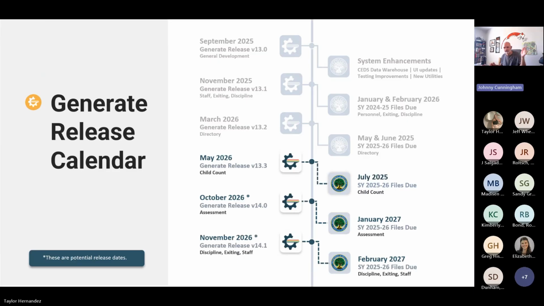This is the release calendar that I was just referring to. So we're about to release 13.3. That's the one, obviously, for May 2026, which supports child count and the other files in July. And then we're planning for October to release 14.0. This is the one I said we would typically release in August or so. It's going to release in October now. It's going to support the January files. And then we'll have a release in November that supports the February files. And then, of course, beyond that, we'll have a release to support directory in May, and then child count and membership again in July.